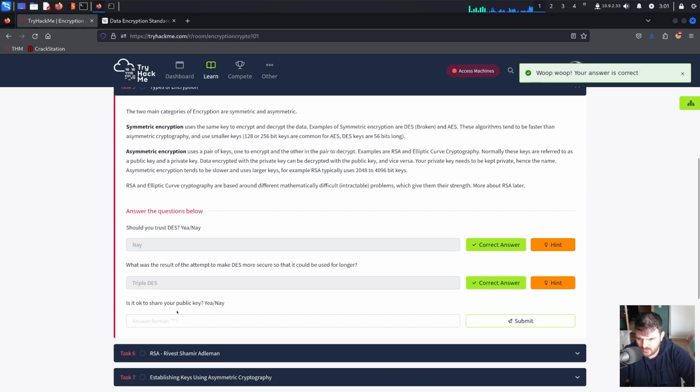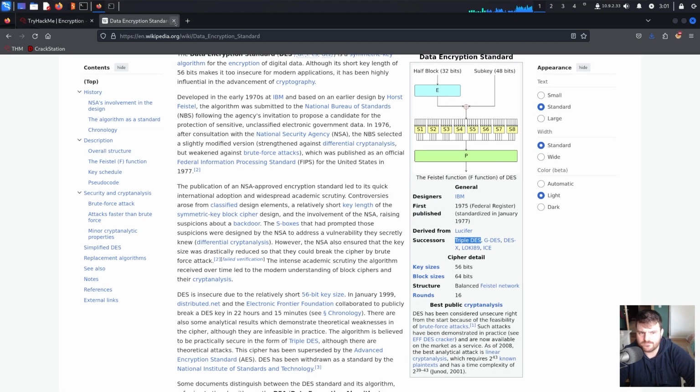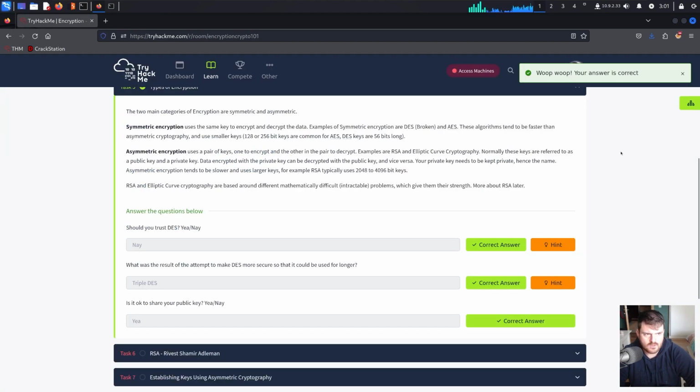Okay, it is okay to share your public key. Public, yeah. Public, you don't care. The private key has to be kept safe. Okay, cool.